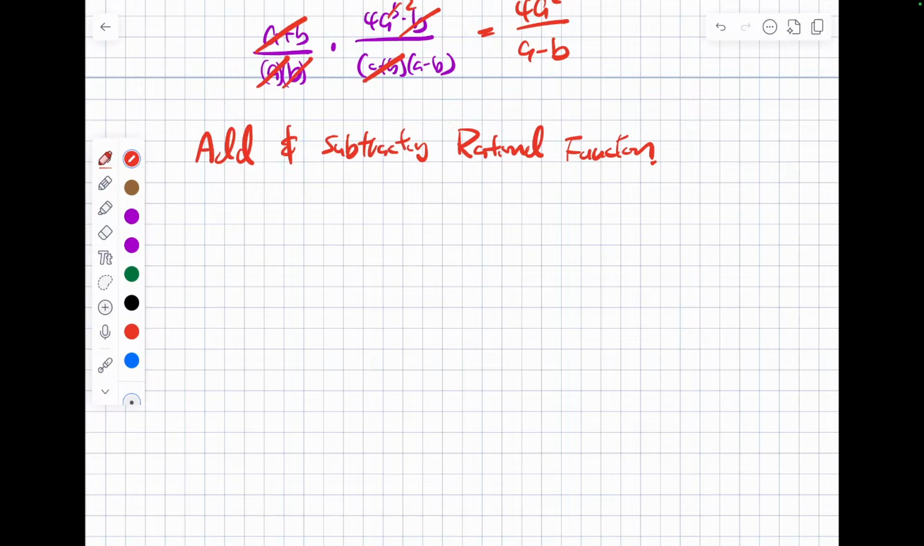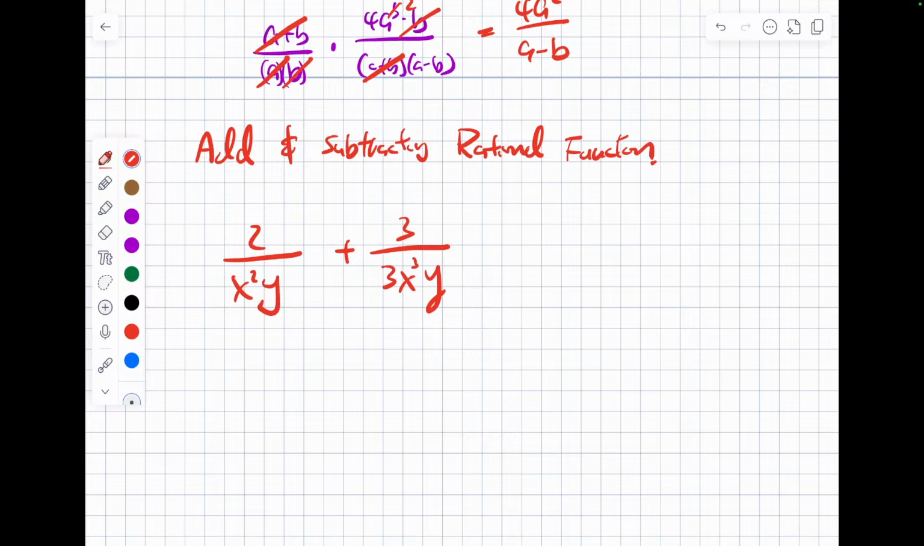So let's start with something. I don't like any of those, so I'll go straight to something more difficult. Let's just say 2 over x squared y plus 3 over 3x cubed y, and I want to add those two rational functions.